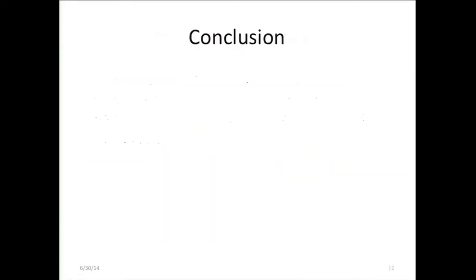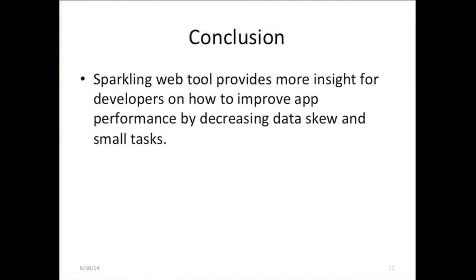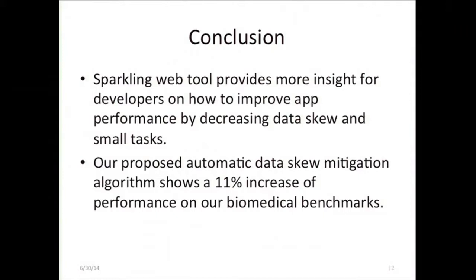I want to quickly go to the conclusion because my presentation is 15 minutes in total. The Sparkling Web tool provides more insight for developers on how to improve application performance by decreasing data skew and small tasks. Also, our proposed automatic data skew mitigation algorithm shows an 11% increase in performance on our own biomedical benchmarks. That's pretty much it for today. If you have any questions, I'm open for questions.